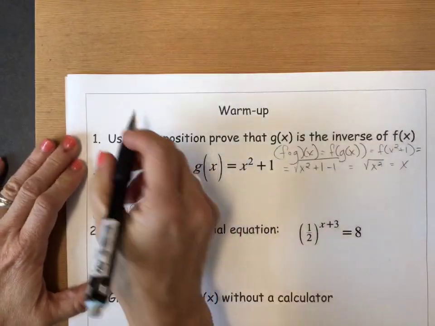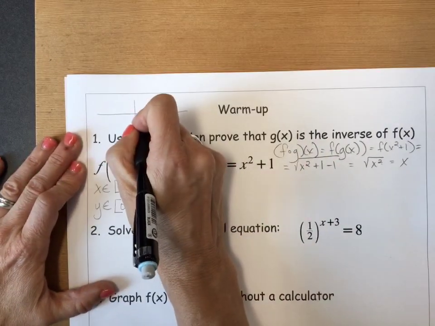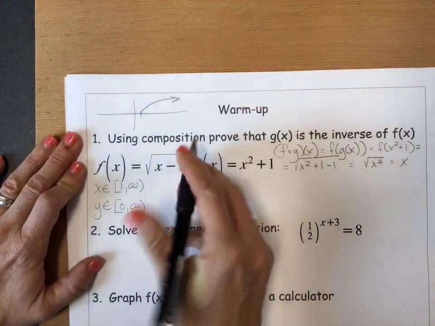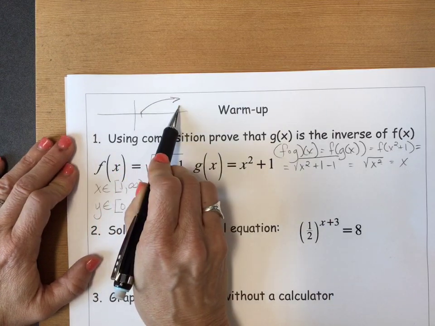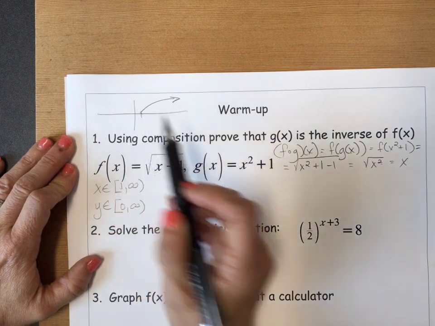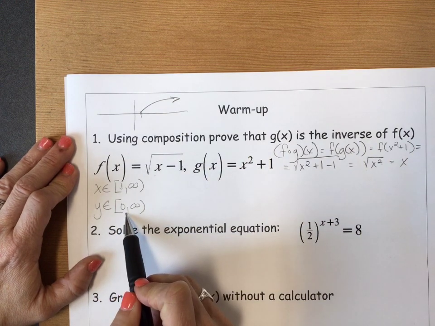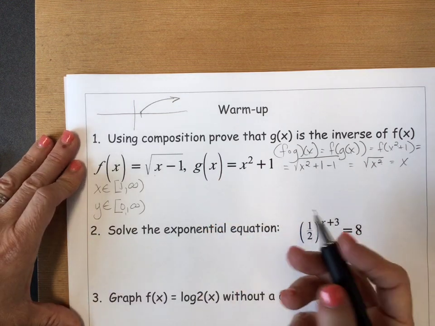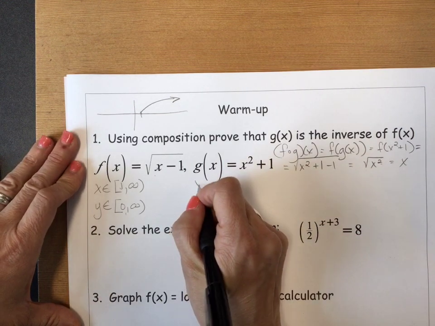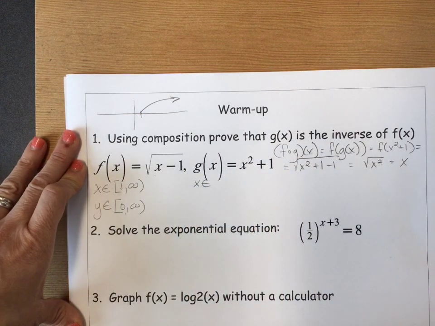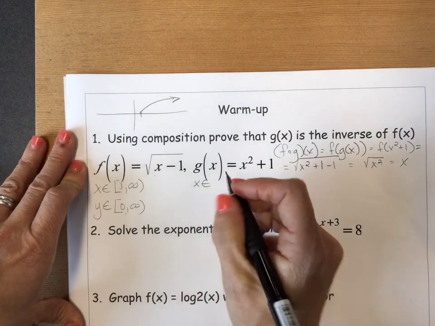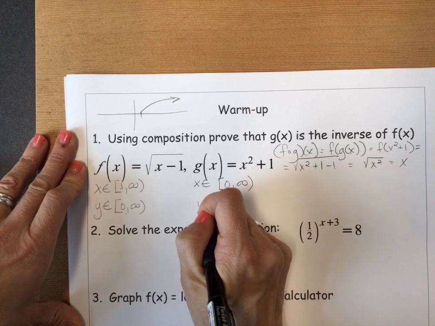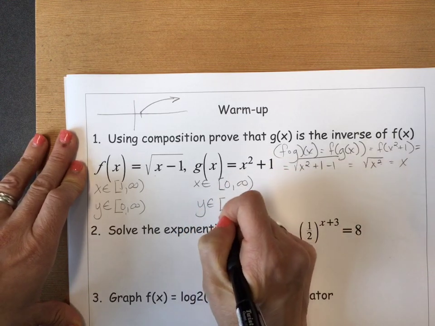Another reason is this graph is a square root function that moved right 1. It didn't move up or down, it moved right 1. So I can see my domain is everything greater than or equal to 1, and my range is everything greater than or equal to 0. So I don't even need to think about what my domain and range are for g of x. I'm simply going to reverse them, because when I find the inverse, my x and y, and my domain and range, flip. So my new domain is 0 to infinity, and my inverse range is going to be 1 to infinity.